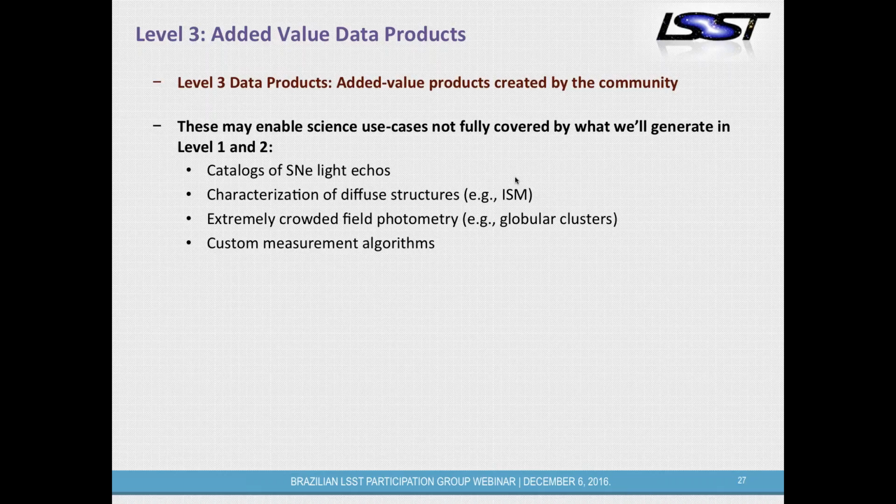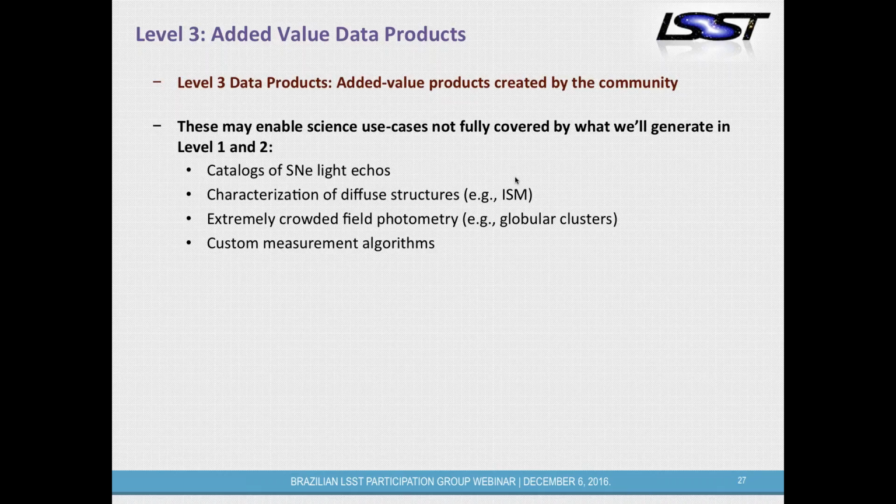And these may enable science cases that are not fully covered by what we generate in level 1 and level 2. I have just a couple of examples here of things where we don't have particular data products in level 1 and level 2 to enable these kinds of science cases. So one example may be a catalog of supernova light echoes.